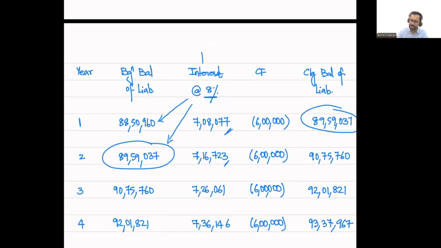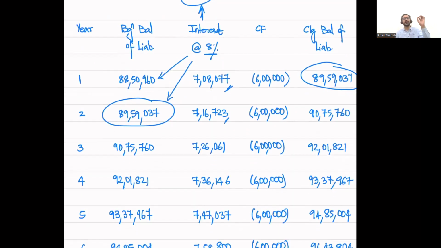What goes into P&L is actually this amount. This amount is going into P&L as interest expense every year. The cash flow that I'm actually paying of 6 lakh rupees is not going to P&L, but I reduce my liability by the same value. This interest expense, I'm increasing the liability. The journal entry for each year will be interest expense debit to financial liability of 7 lakhs, and I will actually reduce my liability by 6 lakhs. So for that, the entry will be financial liability debit to cash.